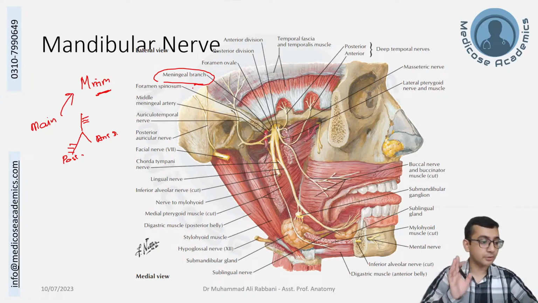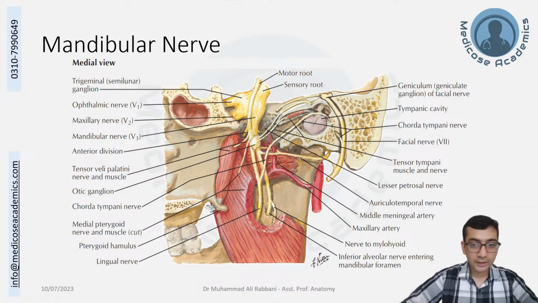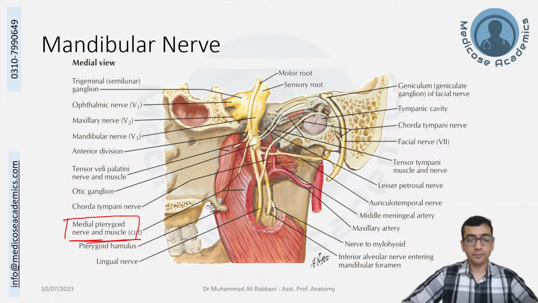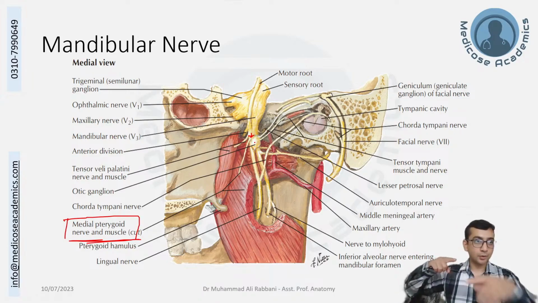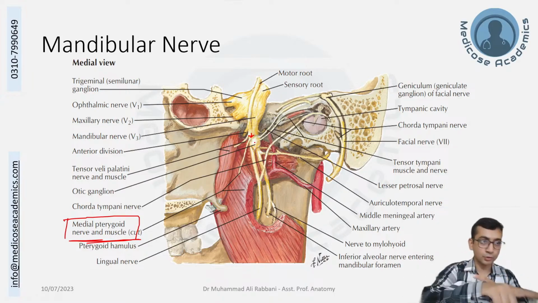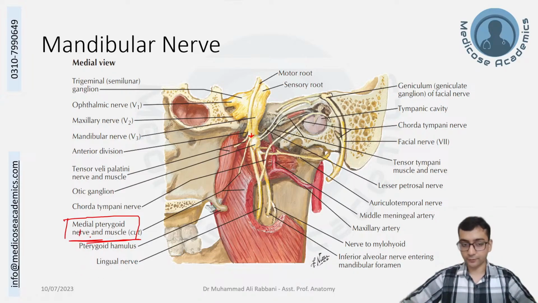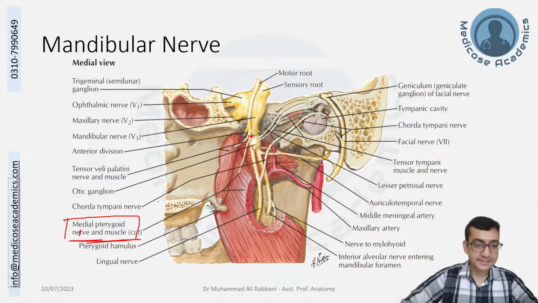This medial pterygoid you won't be able to see from the lateral aspect. You have to dive into the medial aspect. So here it is shown, the medial pterygoid nerve, this one. It is the one that arises from the medial aspect of the mandibular nerve. It passes through the otic ganglion and it supplies the medial pterygoid muscle.